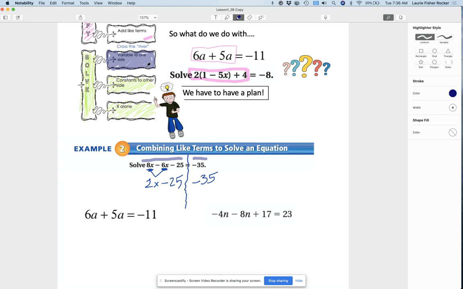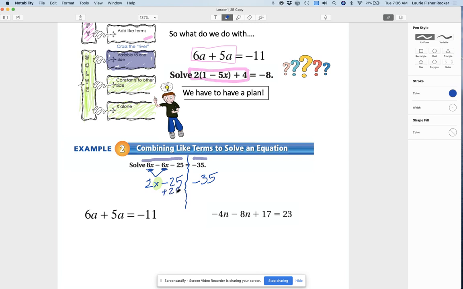I circle the X here. So I'm going to circle the X, and I'm going to say, okay, I need to get the X alone. So what do I need to get rid of? That 2 and the negative 25. And this should start to become just automatic.